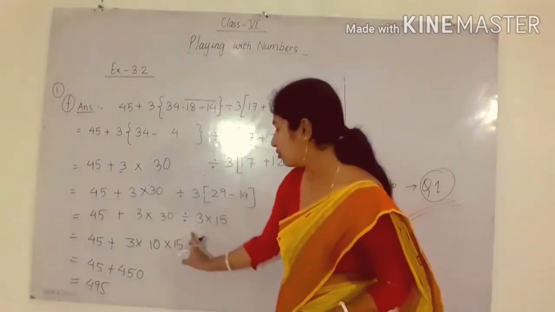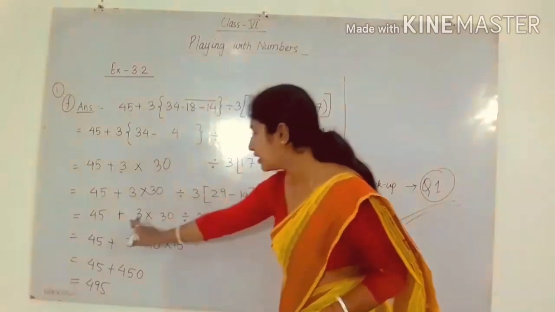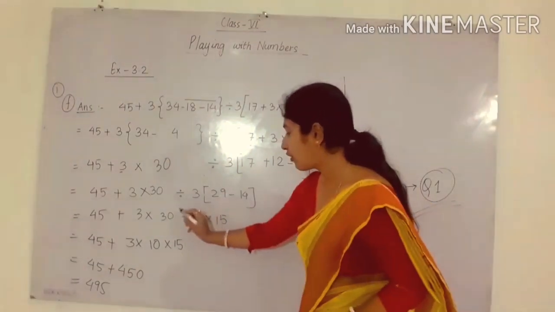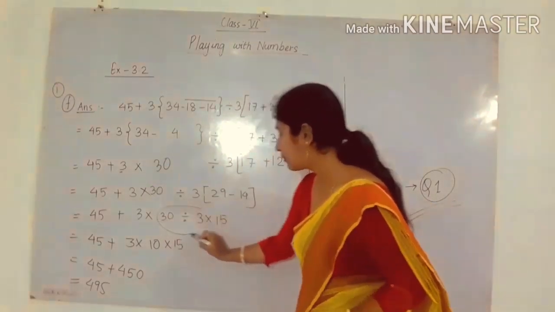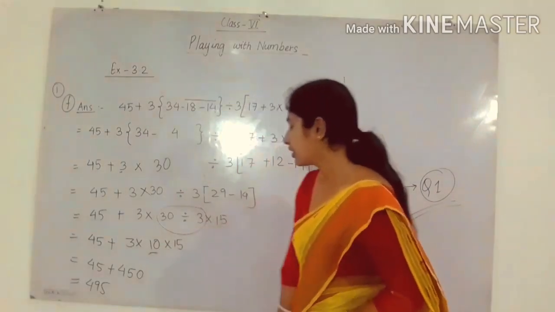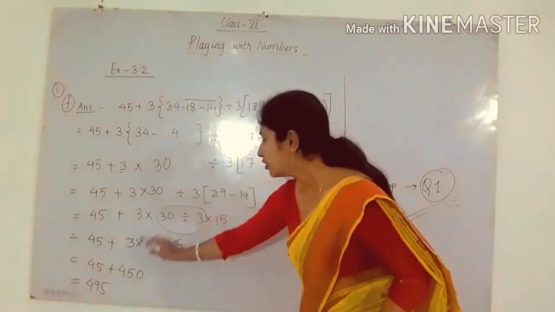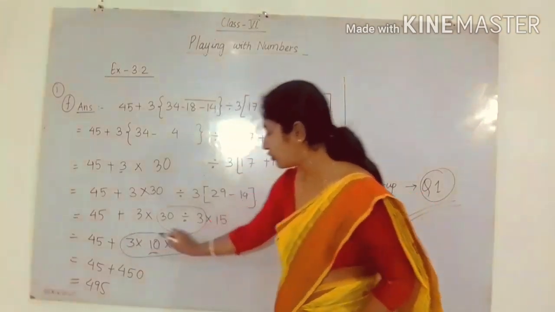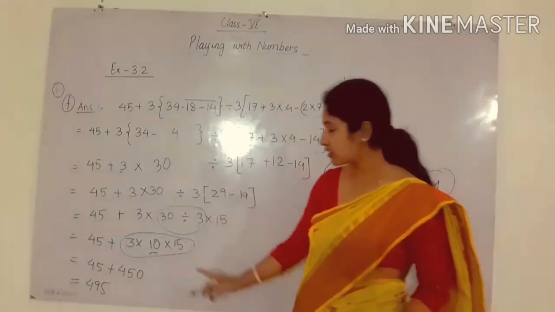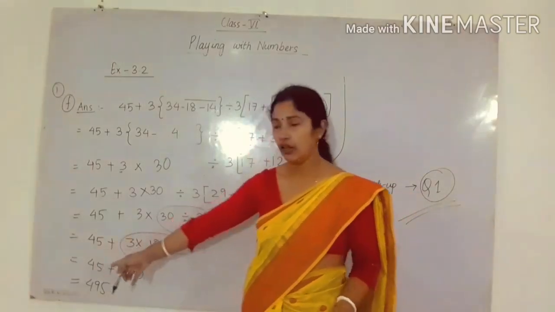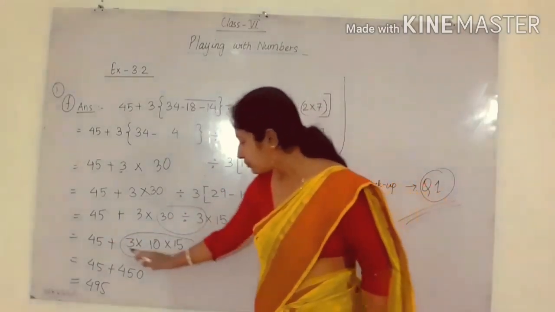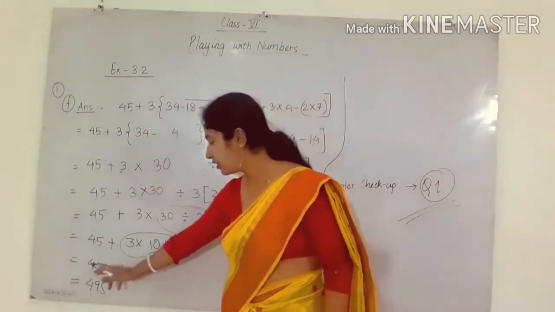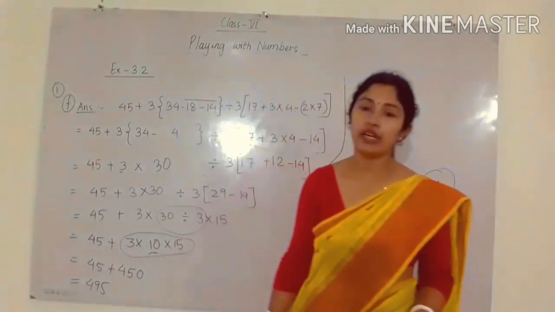So now what you have to do? See here, 45 plus 3 into 30, divide 3 into 15. So first of all you have to do division. So 30 divided by 3 will be 10. So 3 into 10 into 15. This you have to multiply first, because multiplication comes first and then addition. So after multiplying this you will get 450. 450 plus 45 will become 495.